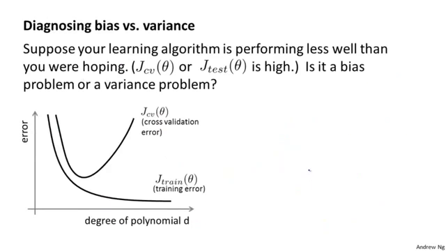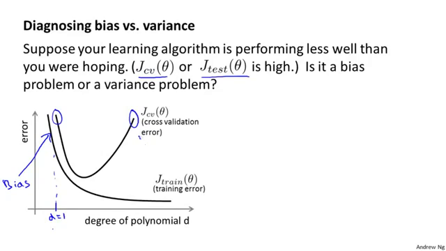Concretely, suppose you've applied a learning algorithm and it's not performing as well as you were hoping. So if your cross-validation set error or your test set error is high, how can we figure out if the learning algorithm is suffering from high bias or if it's suffering from high variance? So the setting of the cross-validation error being high corresponds to either this regime or this regime. So this regime on the left corresponds to a high bias problem. That is, if you're fitting an overly low order polynomial such as d equals 1, when we really needed a higher order polynomial to fit the data.